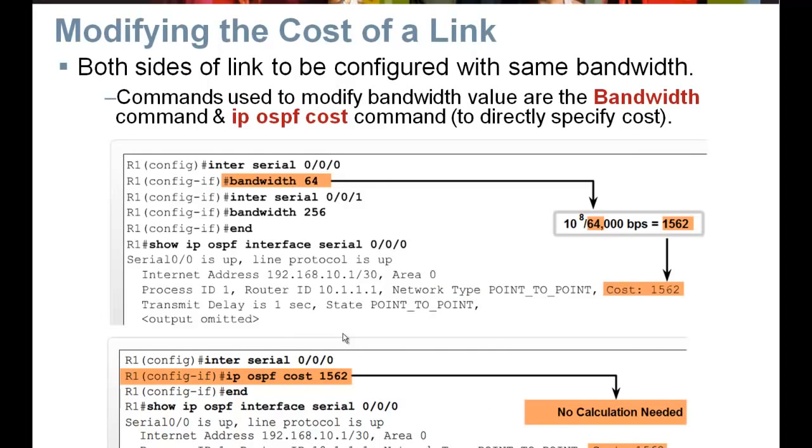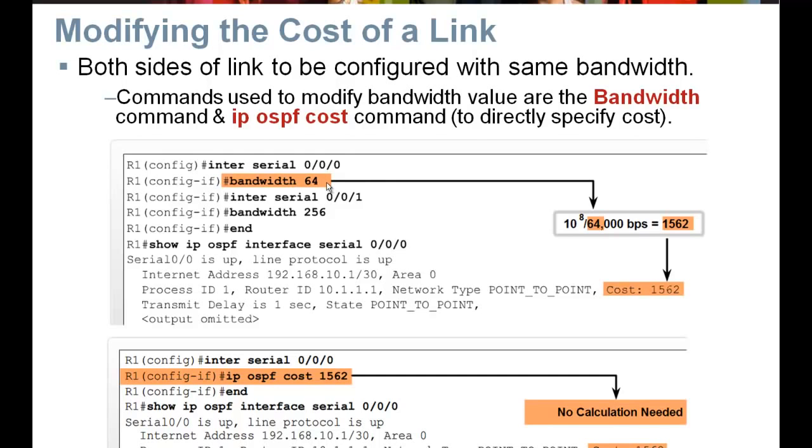There are two ways to modify the cost of a link. The first way is to change the bandwidth like we talked about before, and we did that in our last lab. You just go into the specific interface and type bandwidth followed by whatever you're going to change the bandwidth to be. After you change that bandwidth, OSPF will have to recalculate that cost.